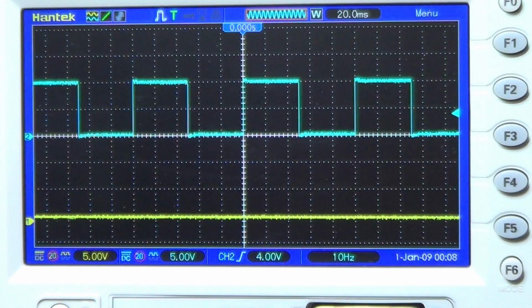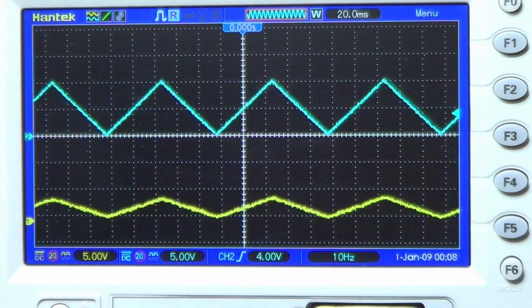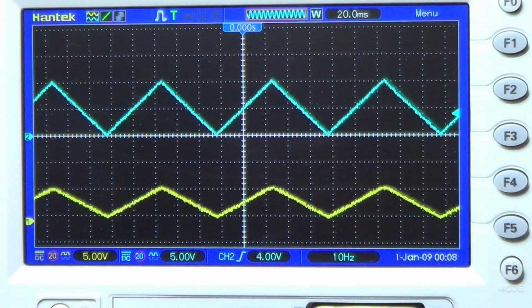Now let me change the input signal from a square wave to a triangular wave again, otherwise we will not be able to see the distortion. Now, removing the limitation, the output signal shows the same triangular shape.